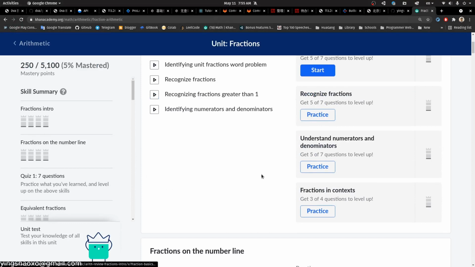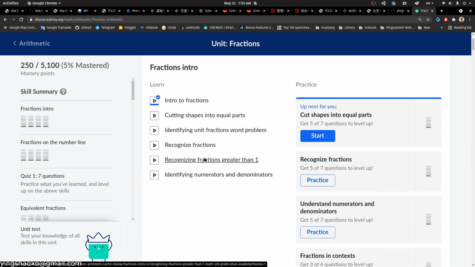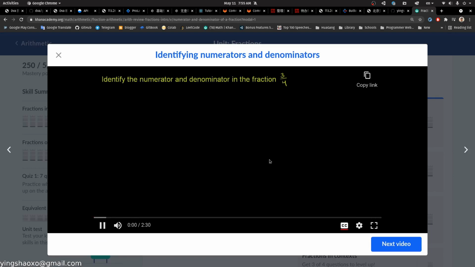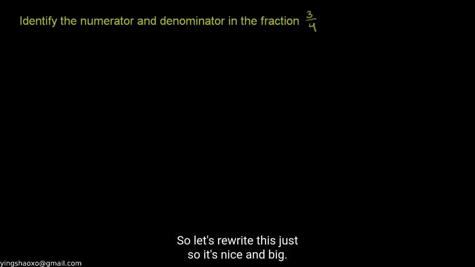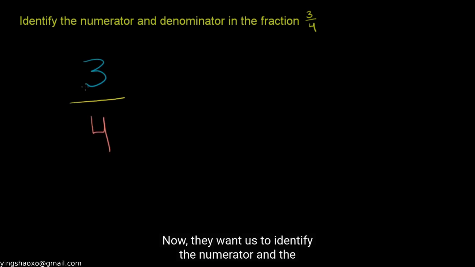So I still think this is kind of basic, but for the fraction, all we need to know is just 2 parts. That will be demonstrated in this video: identifying the numerator and denominator in the fraction 3/4. So let's rewrite this just so it's nice and big. So we have 3 over 4, 3/4. Now, they want us to identify the numerator and the denominator.